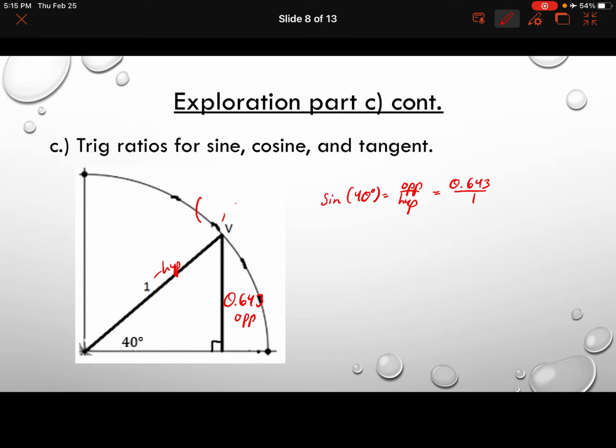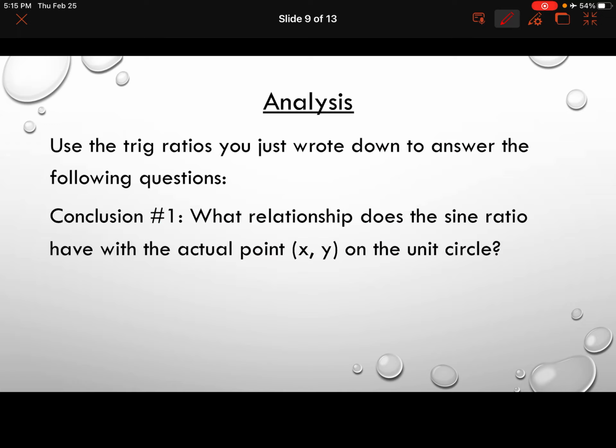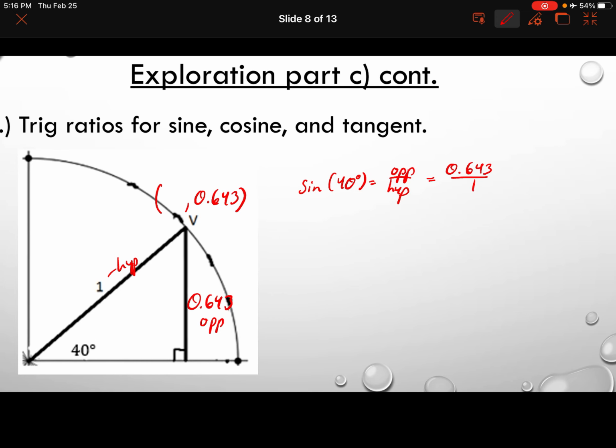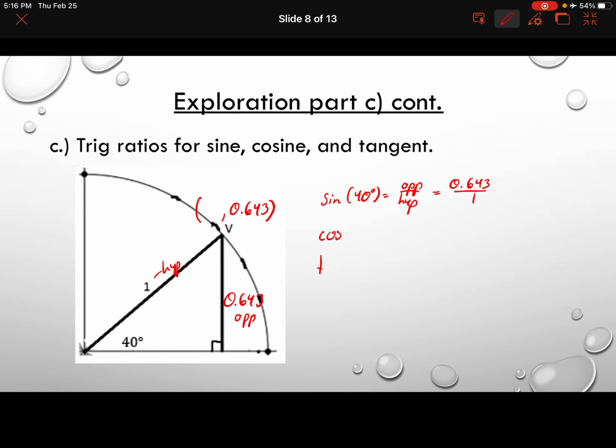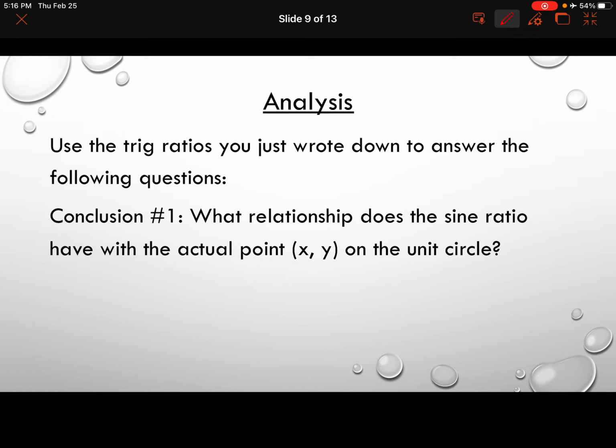And then this one, 0.643. Okay. So here it is, the conclusion part. After finding those 3 points, you have to figure out the rest of those points on your own, and the ratios. Don't forget to do the ratios as well. For each of these triangles, do cosine and tangent on your own. If you don't do the ratios, it's going to be hard to make the conclusion, and you'll see why in a second. Because the first question is, what relationship does the sine ratio have with the actual point?